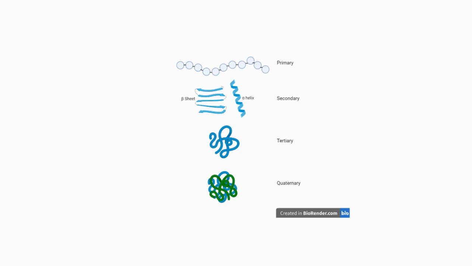Hi, first I'm going to take you through a quick guide of primary, secondary, tertiary, and quaternary structure. Primary protein structure is the chain of amino acids that are connected together. In the image here, the amino acids are represented by dots.